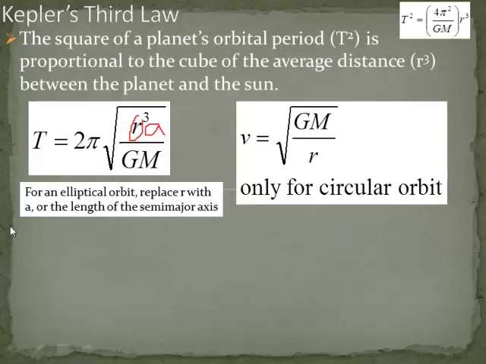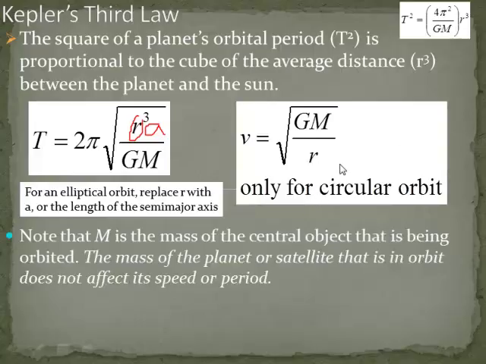So this is the expression for the velocity of an object in a circular orbit. A couple of important things. Note that this M, both these M's, is the mass of the central object that is being orbited. The mass of the planet or satellite that is in orbit does not affect its speed or period.